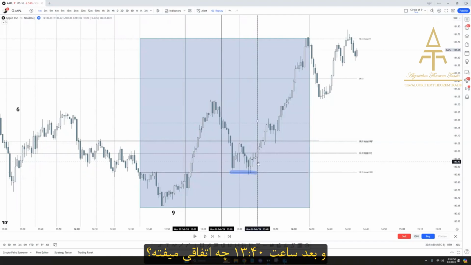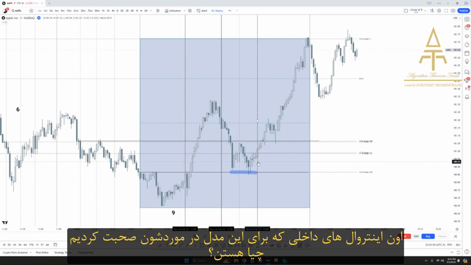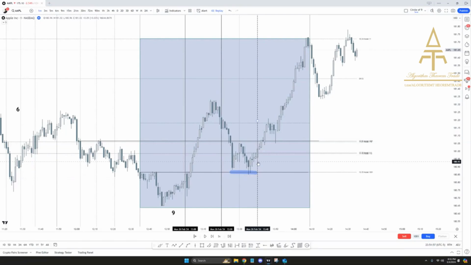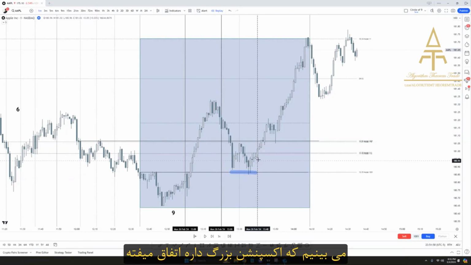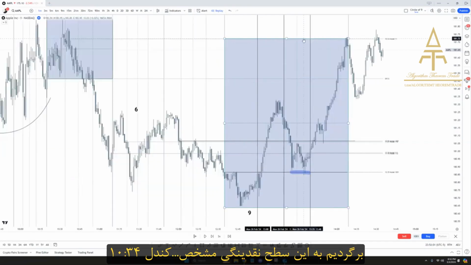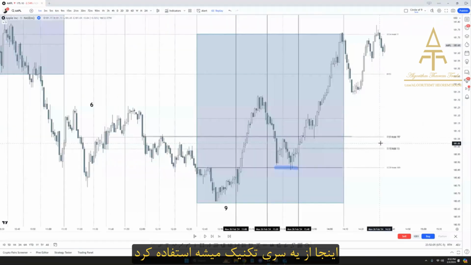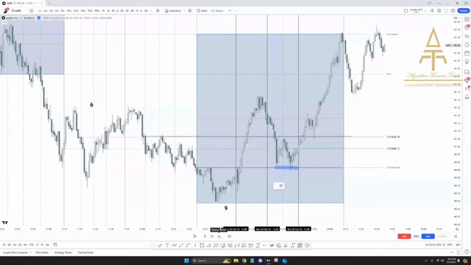And then what happens at 1340? One of the inner intervals that we talked about for this model. We begin to see that large expansion back to this specific liquidity level, the 1034 candle. So a couple of techniques here could be utilized. We can use the standard deviation for target. You can take profit at the -2 right here.